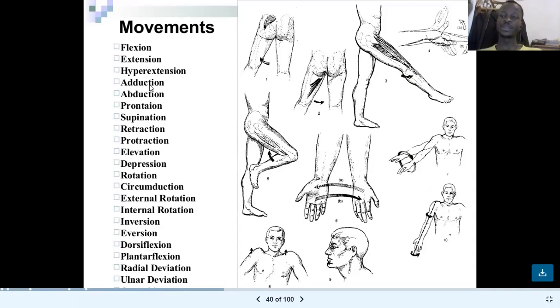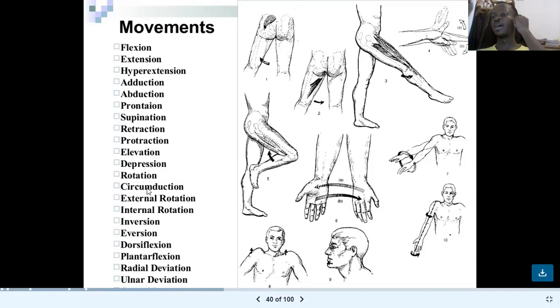Abduction, you are moving away from the body. You are being abducted, to make it easy. Pronation and supination, we have talked about that. Protraction and retraction would become easy when you describe the jaw movements. An anterior movement will be protraction. A backward movement will be retraction. The same movements can be described at the sternoclavicular joint. Elevation and depression, from the name, they describe themselves.